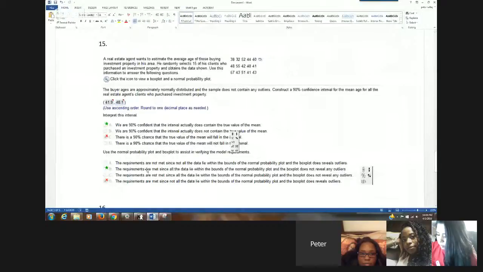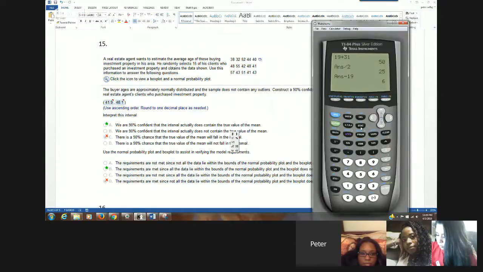All right, 15. What is this? You are given a bunch of data, and you're given a graph, a box plot, a normal probability plot. But the point being, you're given some raw information, and your first task is to find a confidence level. It hasn't happened too much on this test yet, but we're just going to type in these numbers. I'm just going to real quick type them in. Hopefully I don't screw this up.